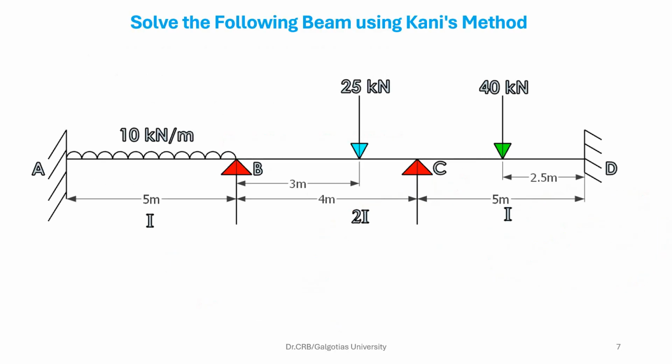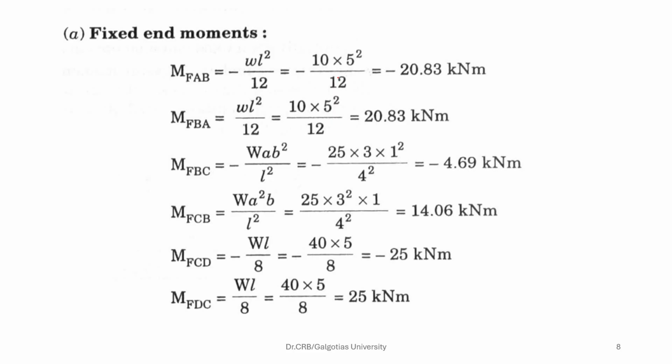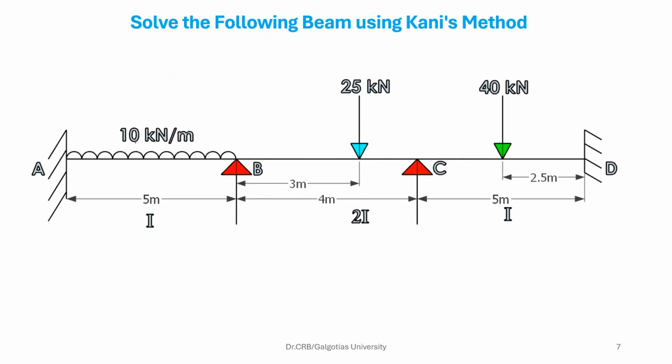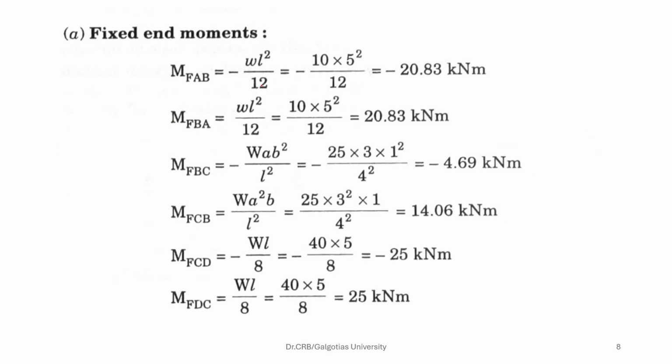Now we will solve a simple problem. So look at this problem. You have here UDL at the span AB, and at the span BC you have point load, at the span CD you have point load. Then we will find out the fixed end moments as usual. So here you have 10 kilonewton per meter. So for this you will get minus WL square by 12 as M of AB, and M of BA is WL square by 12. So then you calculate M of BC, M of CB, M of CD, and M of DC.